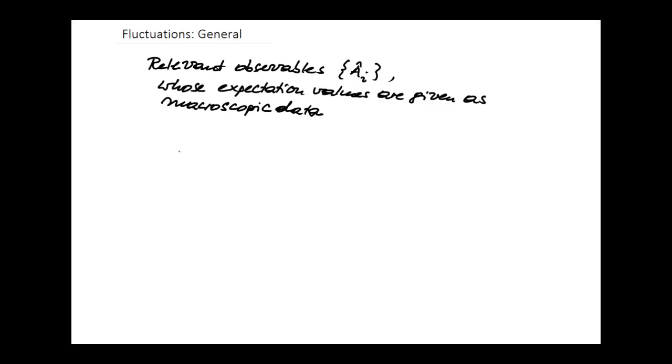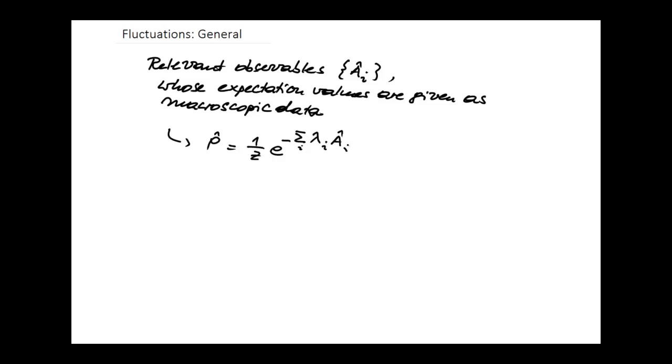Remember that in this case the macro state had the form 1 over a partition function, e to the minus a sum over Lagrange parameter times relevant observable A_i. According to our general framework, that is the macro state when you are given as macroscopic data the expectation values of arbitrary observables A_i that are relevant to your system.